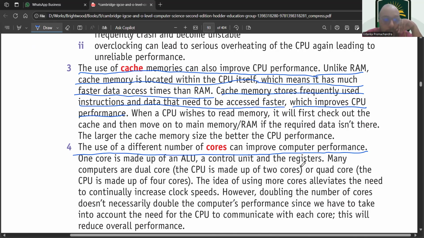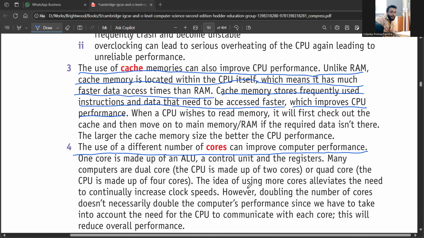One core is made up of the ALU, the arithmetic logic unit, a control unit and registers. Many computers are dual core, made up of two cores. Quad core is made up of four cores, and the latest ones you hear about are quad core.